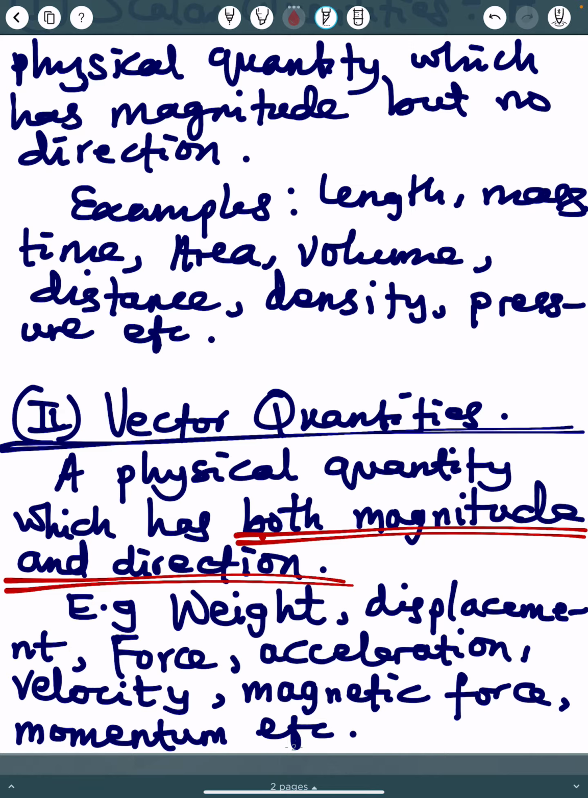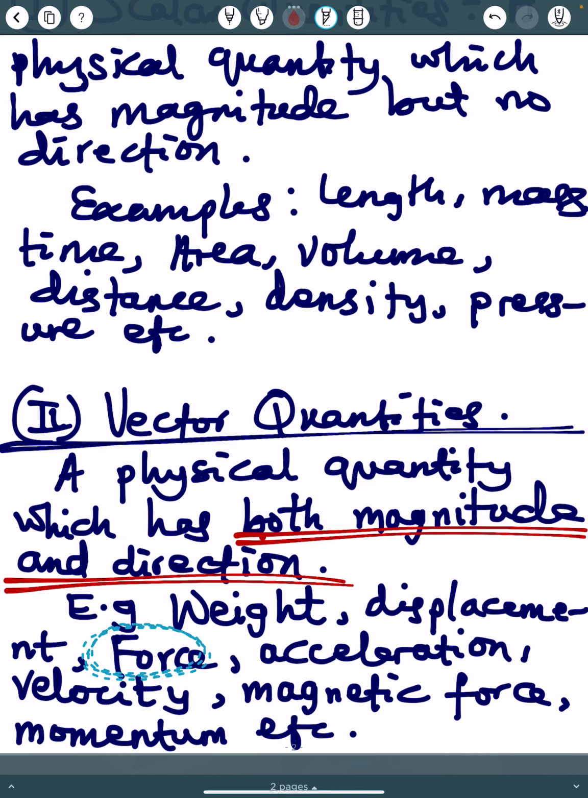Now, examples of vector quantities are weight. The weight of an object acts downward in the direction of gravity. So we talk about how heavy an object is, and we also describe its weight as a force acting downwards from the object. Displacement is distance in a given direction. So displacement has both magnitude and direction.